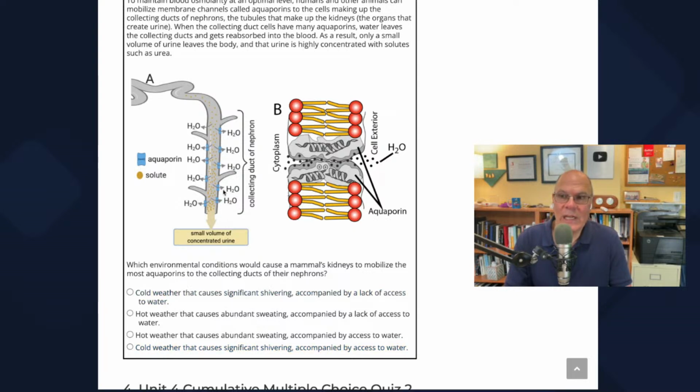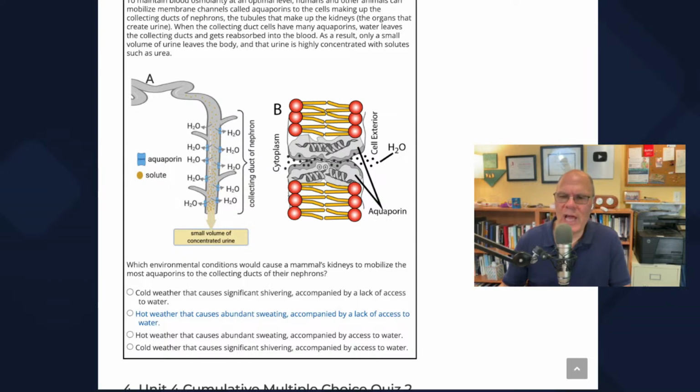So, what I'm seeing here is that the mobilization of aquaporins brings water back into the body and creates a very concentrated urine. So, what conditions would cause the body to need to do that? And I'm thinking, oh, it wouldn't be cold weather and shivering. That's not really relevant. Hot weather that causes sweating. Oh, sweating makes me lose water, accompanied by a lack of access to water. So I can't return the water to my system.